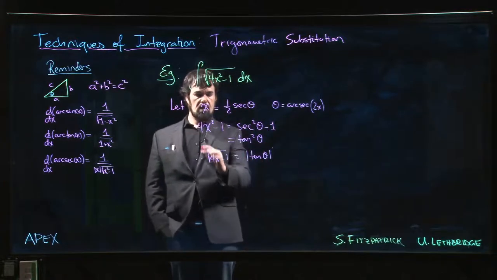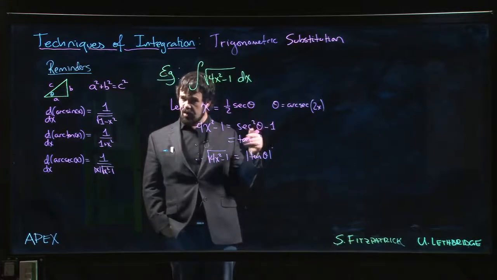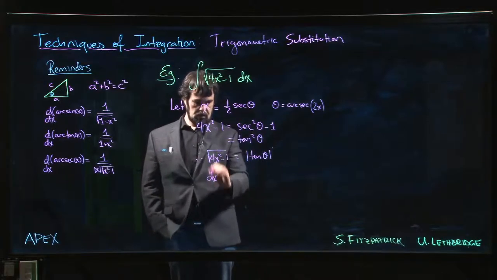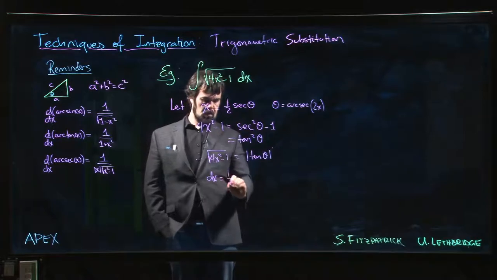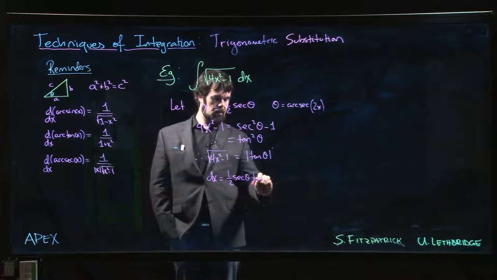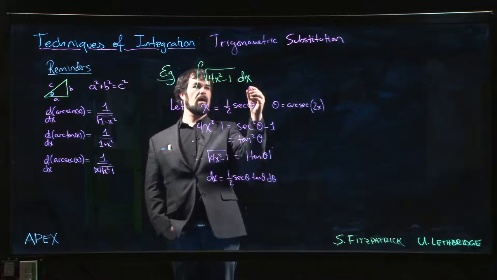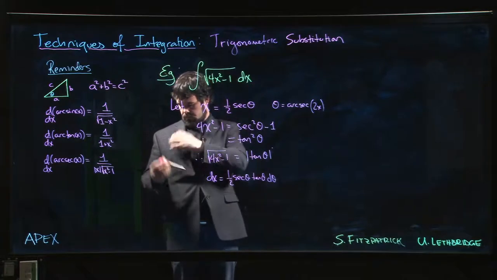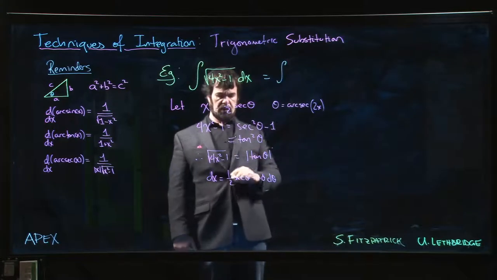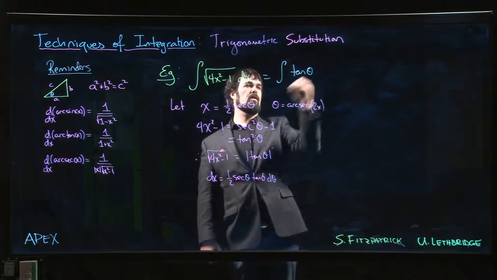moving on. So 4x squared minus 1 under the square root gives us tan, with or without the absolute value, depending on your philosophies on these things. dx is 1 half secant theta tan theta d theta, right? Okay. Let's put it all together. Let's drop the absolute value. We'll sort it out in the end if we have to.